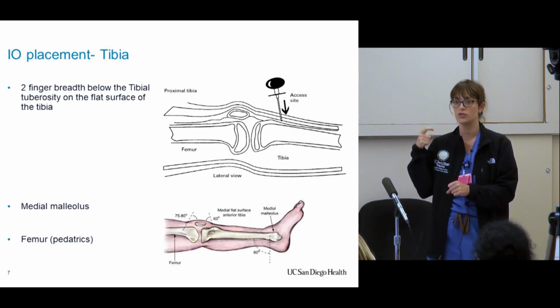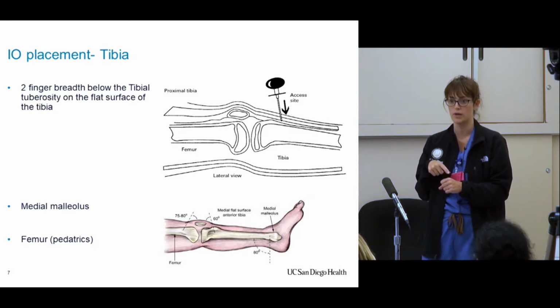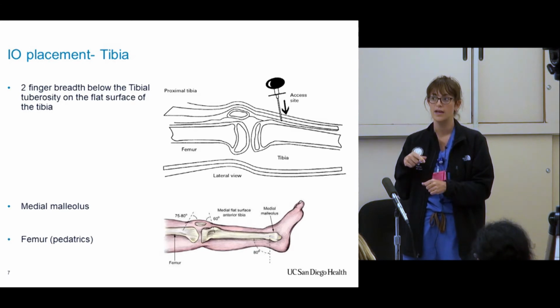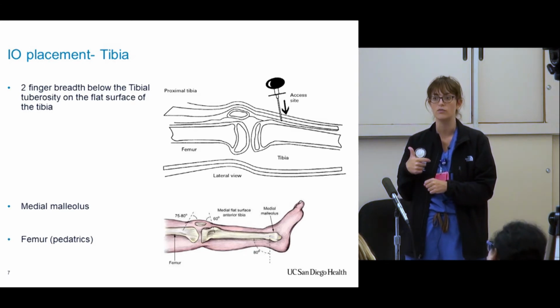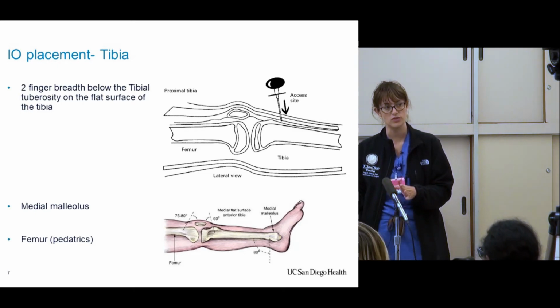Anytime you hang something to go in through an IO, it needs to be in a pressurized bag, because you're overcoming the pressure differential in the marrow. If you don't have it on a pressurized bag, it's not going to flow. Questions about that? You guys are going to go over it again later.